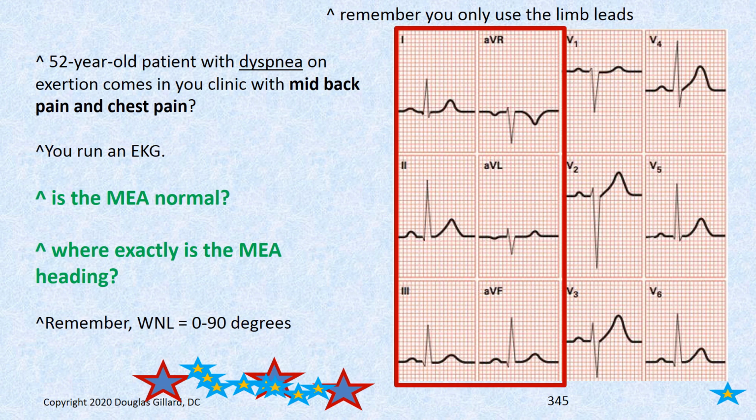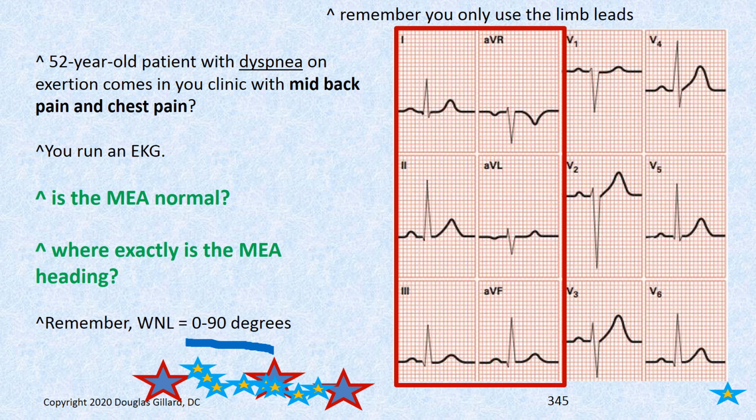Okay, let's go through an example. So, a 52-year-old patient comes in with dyspnea on exertion. He's got mid-back pain and chest pain. You run an EKG. So question 1, is the MEA, the mean electrical axis, the flow of current through his ventricles, the left ventricle or both ventricles combined, normal? And the second question, I want to know exactly what the mean electrical axis is. And again, 0 to 90 is normal. So how would we work this one?